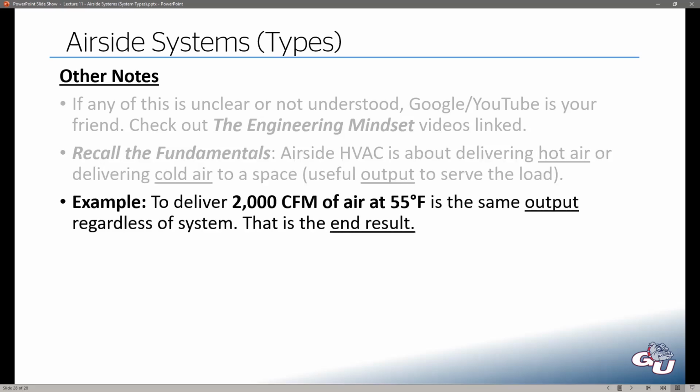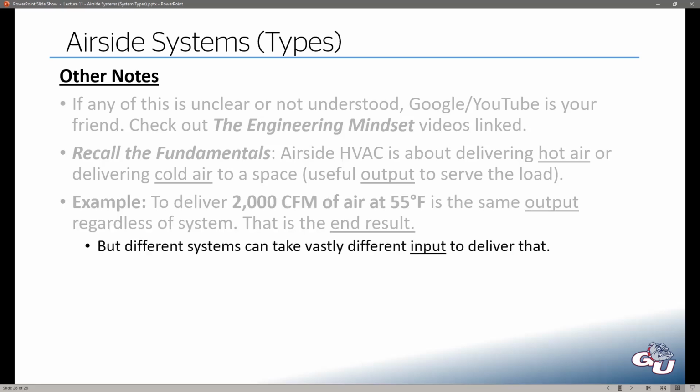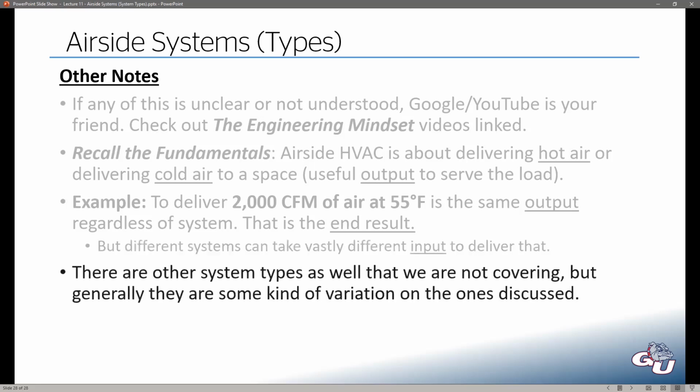Quick example. If my goal is to deliver 2000 CFM of air at 55 degrees, no matter what system is doing that, that is the same output. That's the end result at the end of our process. That's the useful part of our system. We're delivering 2000 CFM of air at some temperature. But depending on what type of system you have, if you're doing that with single duct VAV versus constant volume reheat, the input to deliver that output can be drastically different. So there are efficient ways to deliver that air, and there are inefficient ways to deliver that air.